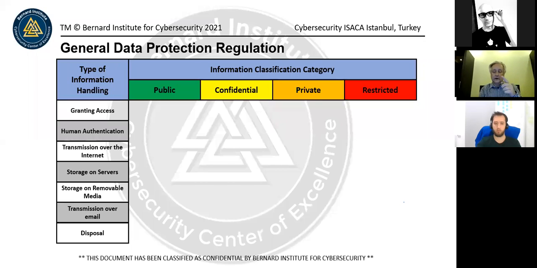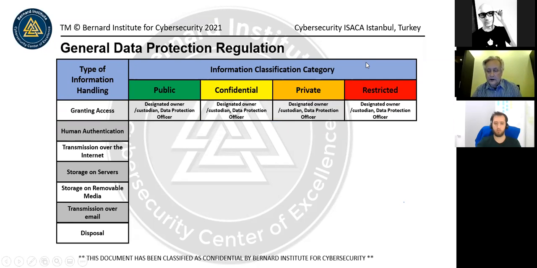So if you remember on the circle of trust, there was a whole bunch of decision points, right? Around acquisition of information sharing, maintenance, disposing. There's a whole bunch of decisions that need to be made around it. But then during the operational phase, there's also a number of decisions that need to be made. So for instance, granting access. So granting access generally doesn't change across any of the different classifications. So whether it's public, confidential, private, or restricted, it's always the designated owner, custodian, or maybe the data protection officer that makes that decision.